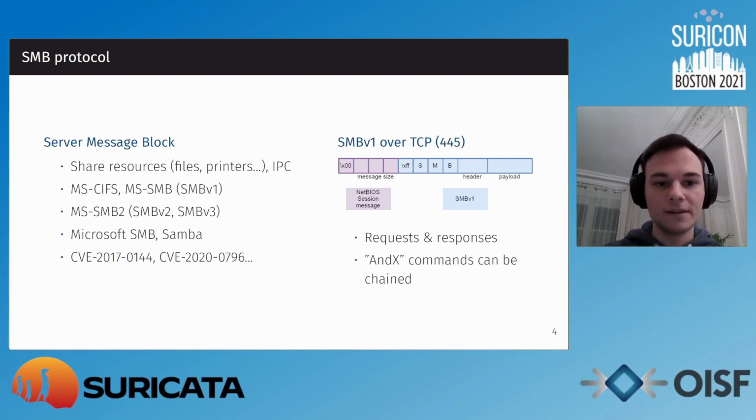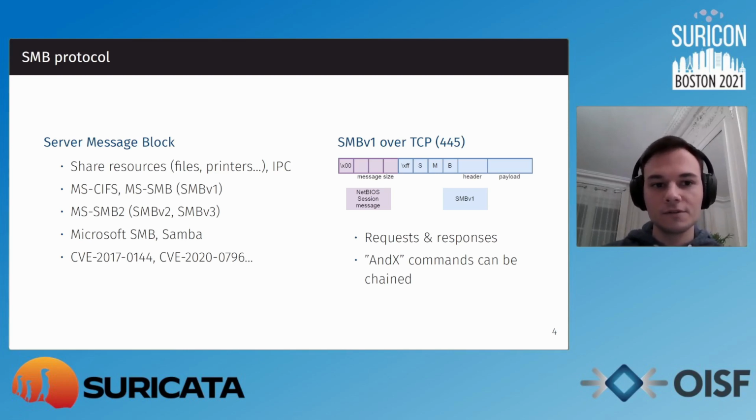There are two main implementations of SMB servers, the one from Microsoft and the one from Samba, which is also open source software. We chose to study this protocol because there are a lot of vulnerabilities associated with it. For example, the one used by EternalBlue or the WannaCry ransomware. And another one, which is more recent, called SMBGhost.